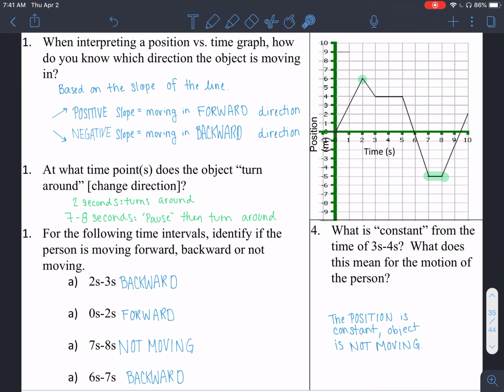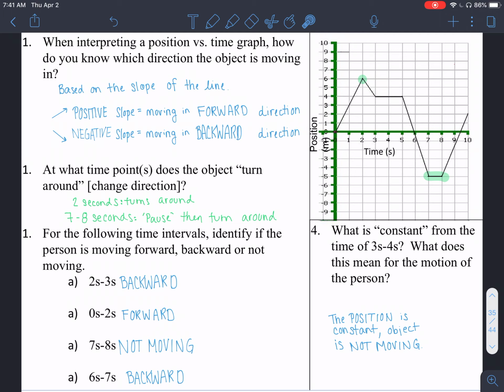All right, so first one, when interpreting a position versus time graph, how do you know which direction the object is moving? So it's all based on the slope of the line. If the slope is positive, it's moving in the forward direction. If the slope is negative, moving in the backwards direction.